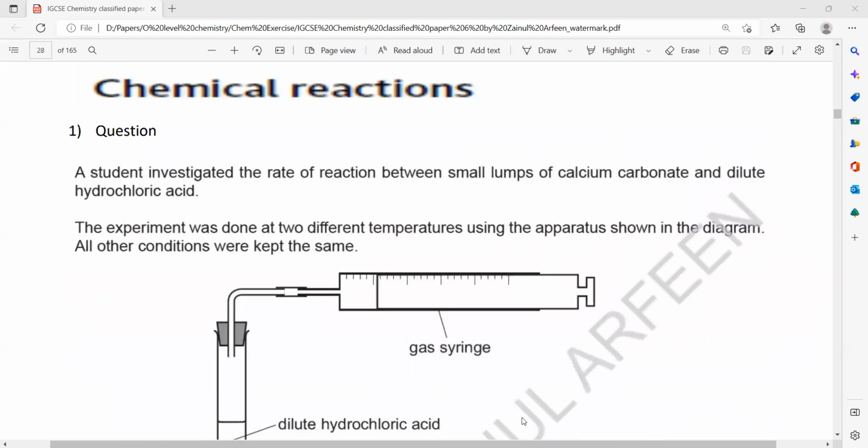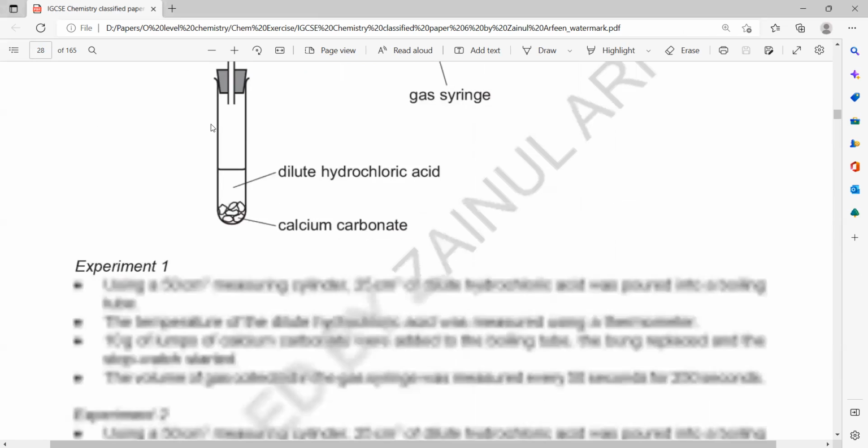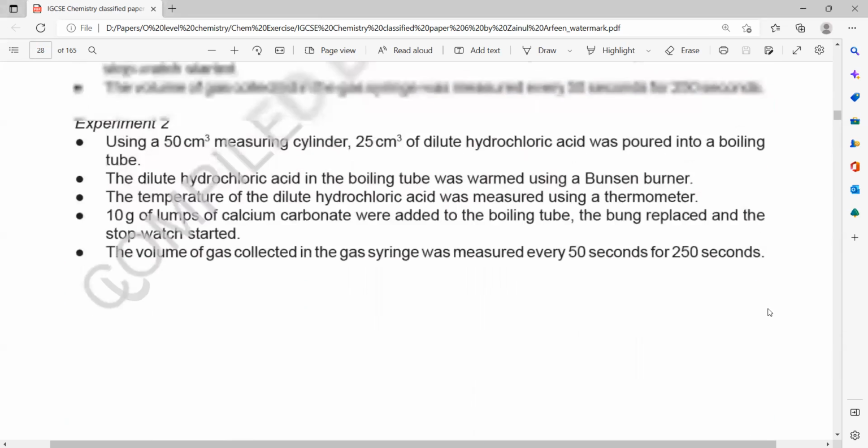So today we'll do chemical reactions, question 1. Sir, what page? Page number 28. Page 28.